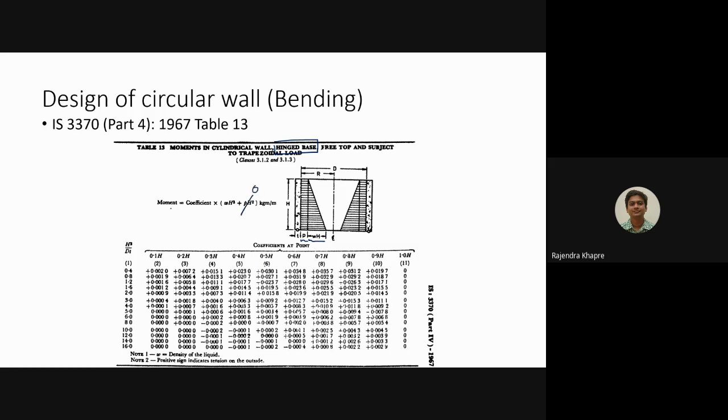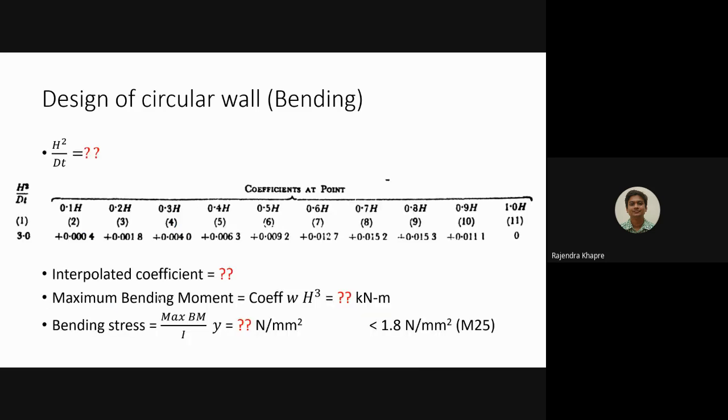So you will have moment equals coefficient into W into h to the power 3. This is not clearly visible, but this is h to the power 3. For this purpose again we refer to the h square by dt value, and in our case it is 3. So we will be using this particular row. Let us quickly see this. This is 3.5 square divided by 20 multiplied by 0.2, which comes out to 3.06, equivalent to 3.